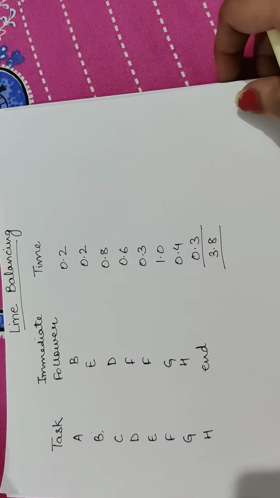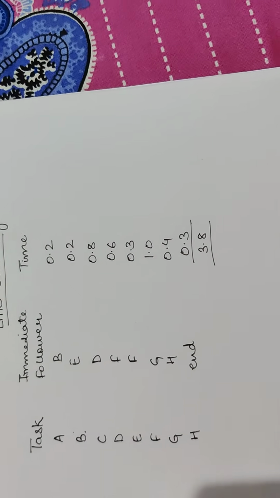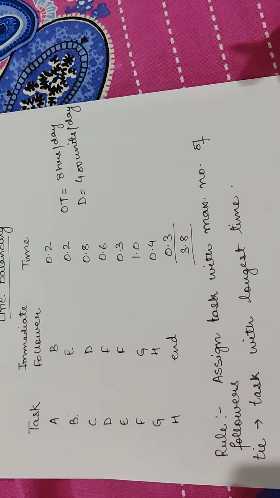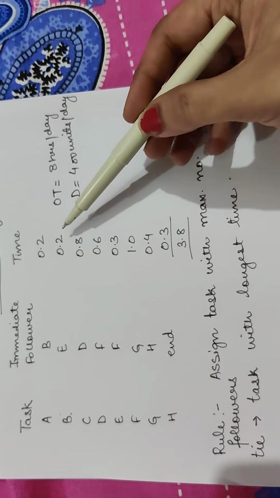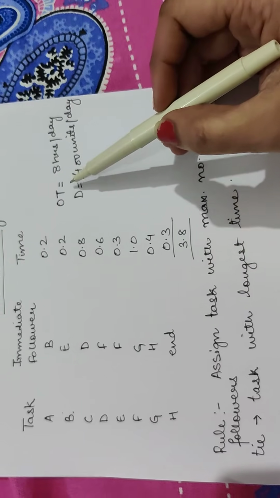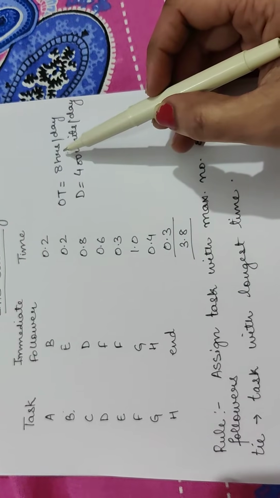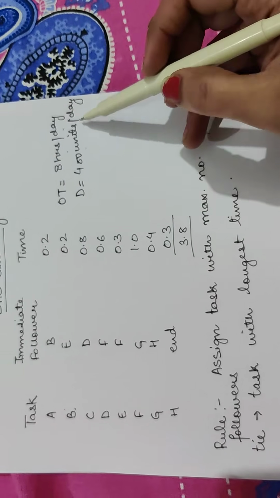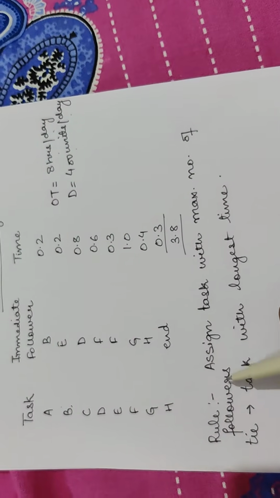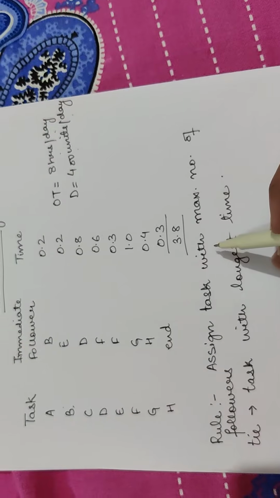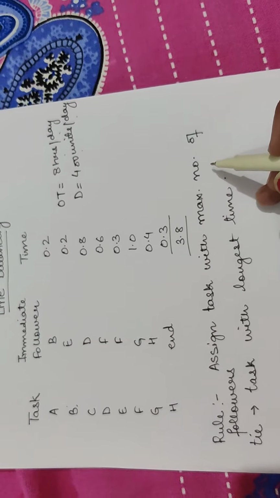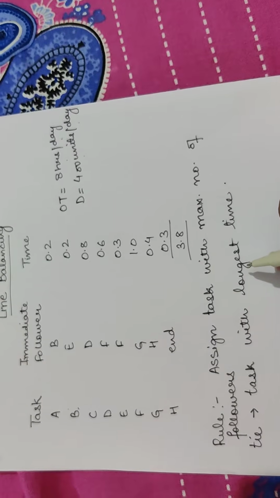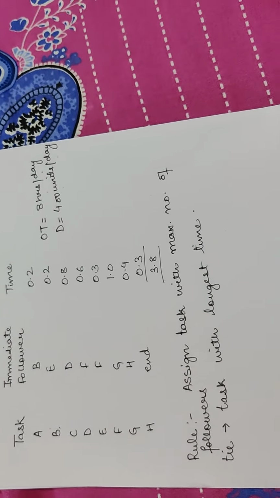Fine. So now in this question you are given the time periods of the tasks, and operating time is given to you as 8 hours per day. Desired output rate is 400 units per day, and the rule they are asking you to follow is that you need to assign the task with the maximum number of followers, and in case of a tie, you need to assign the task with the longest time. So let's start solving the problem.